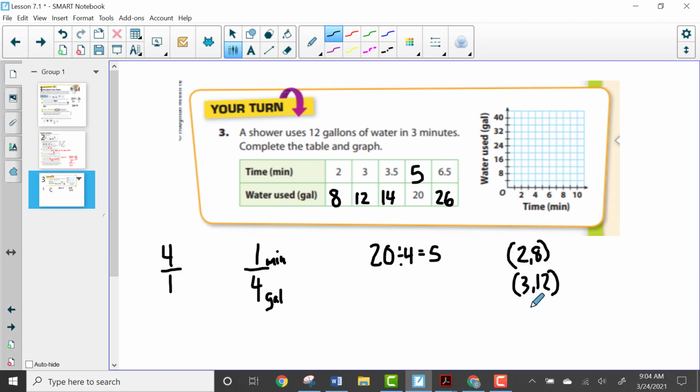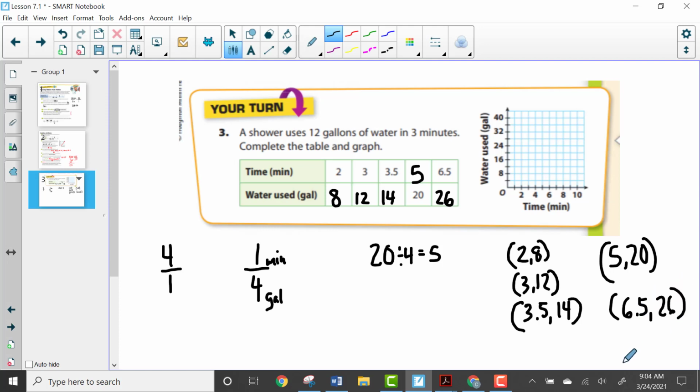3, 12, and then we have 3.5, 14, then we have 5, 20, and then we have 6.5 and 26.